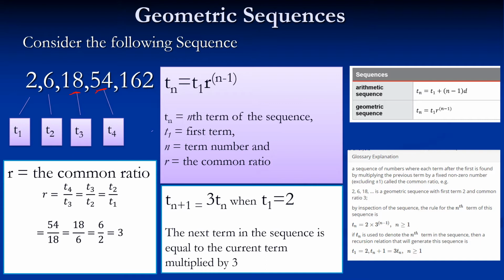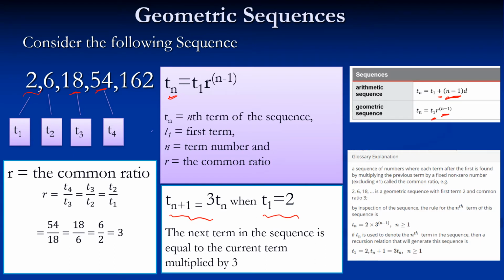Now the rule is here, so the nth term is equal to the first term multiplied by the common ratio to the power of the term number minus 1. And if we look at this sequence that we had a look at, we say the next term in the sequence is equal to the current term multiplied by 3. And we noted that the first term was 2. If we have a look at the difference between an arithmetic sequence, you can see a minus and a plus there, whereas we can see a multiplied by and a power to.